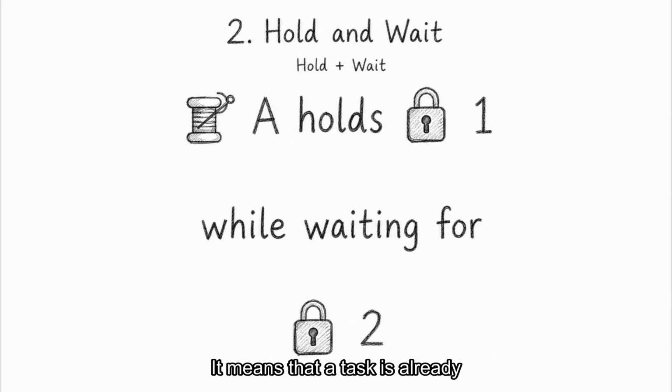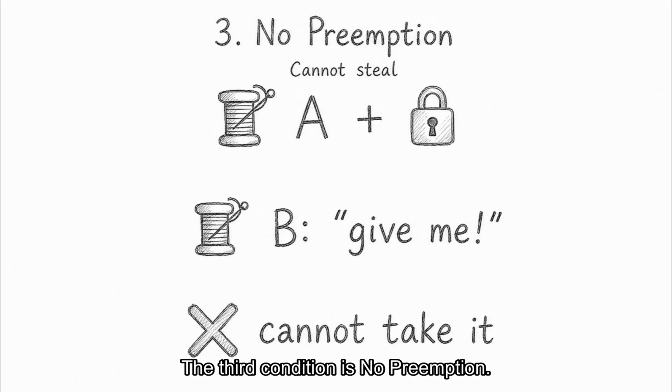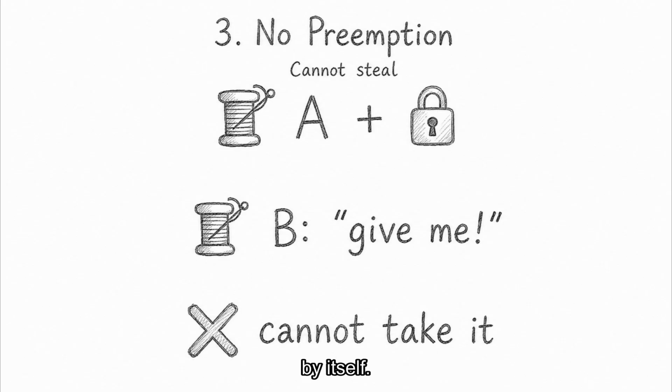The second condition is hold and wait. It means that a task is already holding one resource, but it's waiting for another resource. For example, thread A has lock 1, but it also needs lock 2, so it keeps lock 1 and waits for lock 2. The third condition is no preemption. It means a resource cannot be forcibly taken away. If a thread has a lock, another thread cannot just take it away. Usually, the thread with a lock must release it by itself.